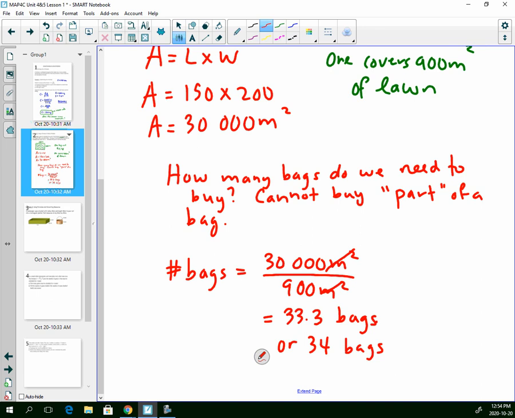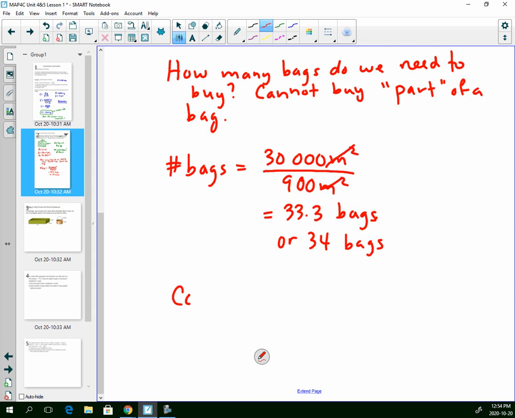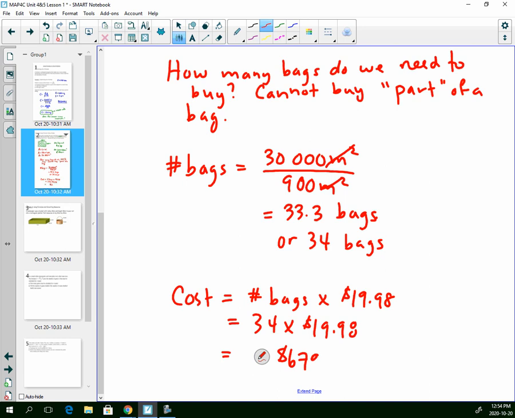have enough. And then once I know how many bags I need, I'm going to multiply the number of bags times the price, which is $19.98. And let's see what we get. And we get $679.32.